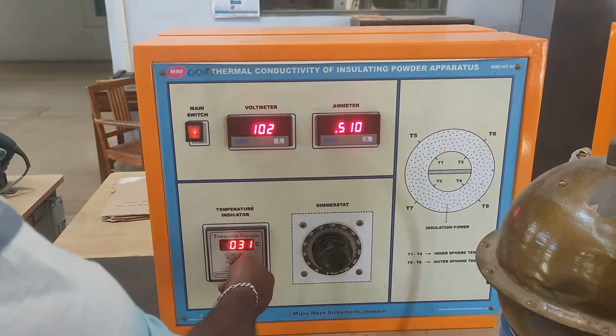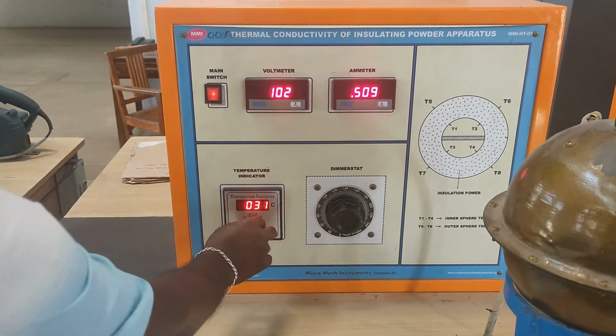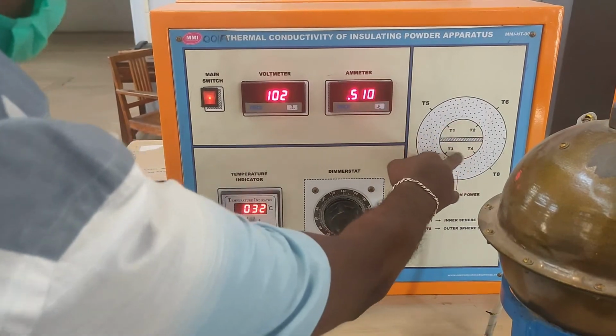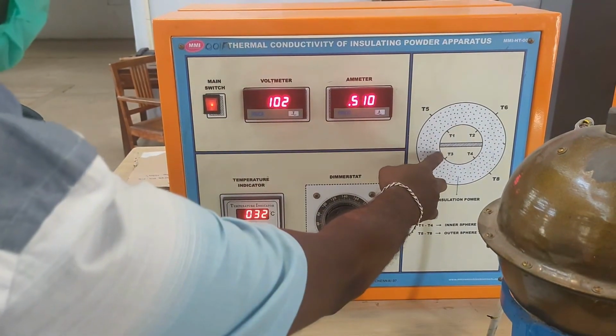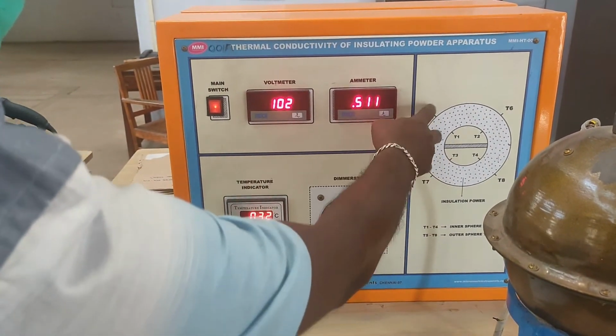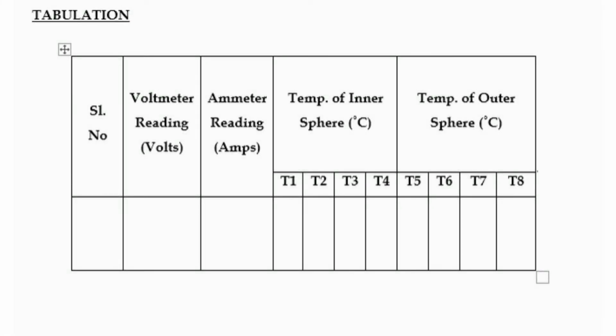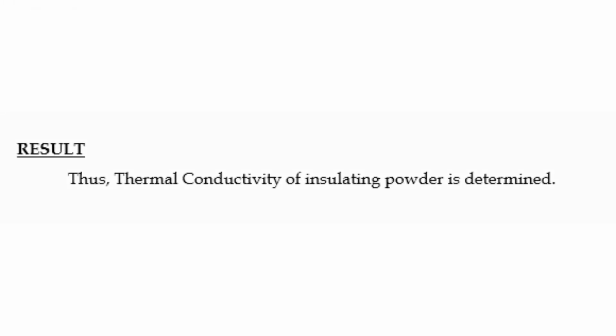Adjust the temperature switch and take down the required temperature values from T1 to T8. Take down the voltmeter and ammeter readings, the temperature of the inner sphere and the temperature of the outer sphere as shown in the tabulation. Thus, by substituting the values in the given formula, we can find out the thermal conductivity of the insulating powder.